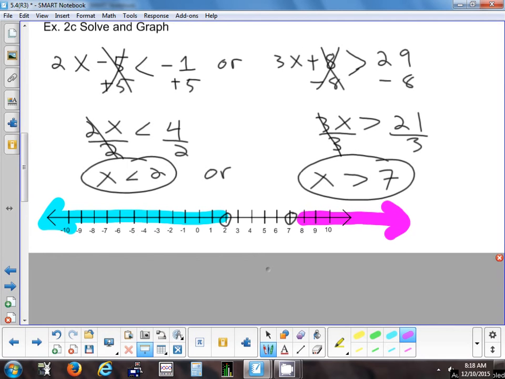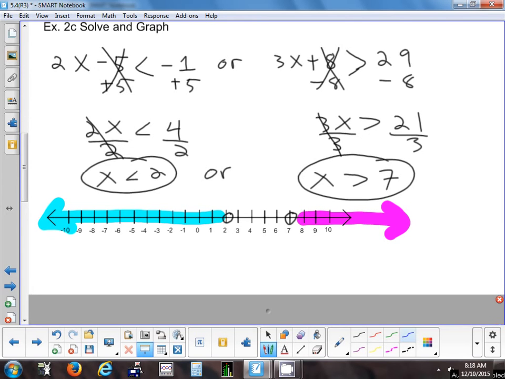Okay, I tried to keep the shading out of the circle because that's not part of it. The circle should not be shaded in. These are open circles, so I tried to show that. And that's it. Okay, so with an OR, just graph it all. And whatever happens, happens. Don't worry about overlap. That's going to come up next. Okay, so any question on the OR?